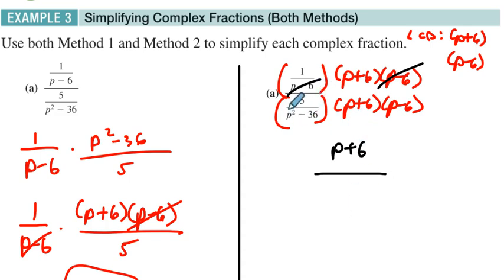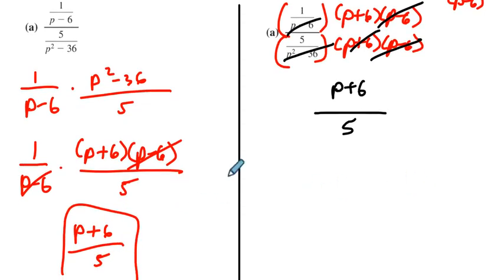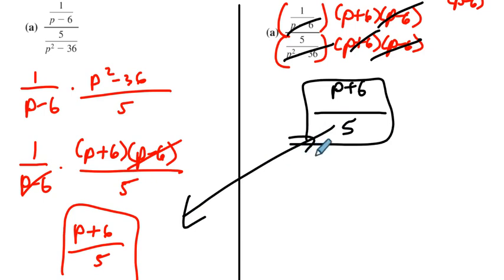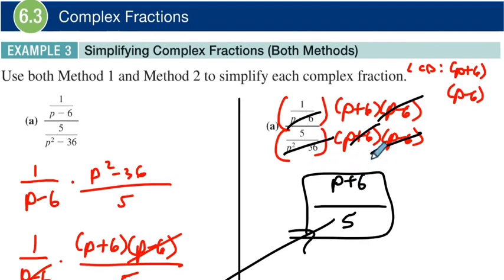And then here, see, p squared minus 36 is p plus 6 and p minus 6. So this actually cancels out with that, because this is the exact same thing. And all we have is just 5. Right? And there we go. See how we have the exact same thing on both of them. So in this case, it seemed like it's a little easier to just do method number 2, where I just multiply each numerator and denominator by the common denominator.